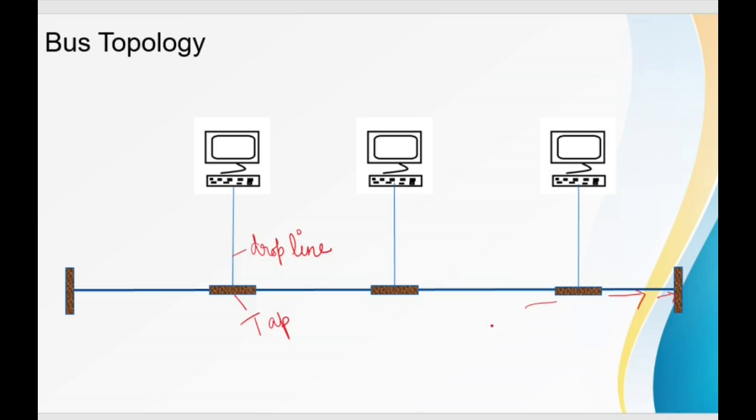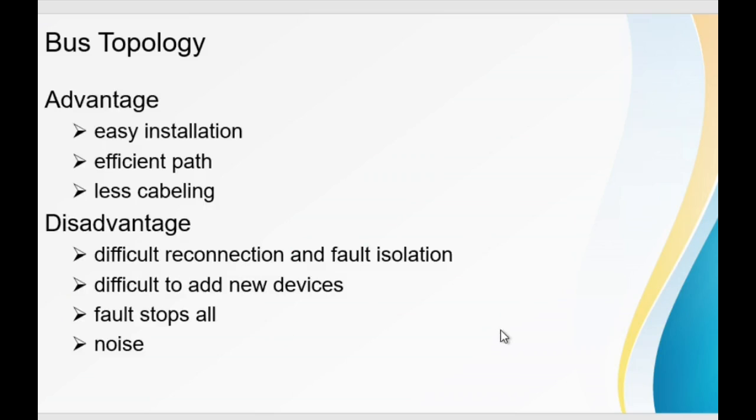So now we are going to see about the advantages and disadvantages of bus topology. The main advantage is easy installation, because along the length of the backbone we can connect a node or device anywhere on the backbone. The backbone cable is laid along the most efficient path. Another advantage of the bus topology is less cabling: it uses less cabling than mesh and star topologies.